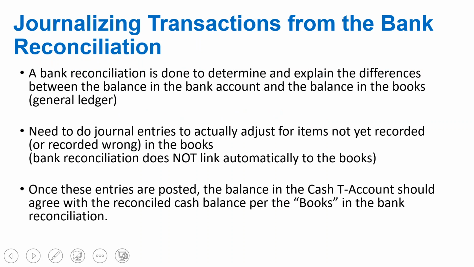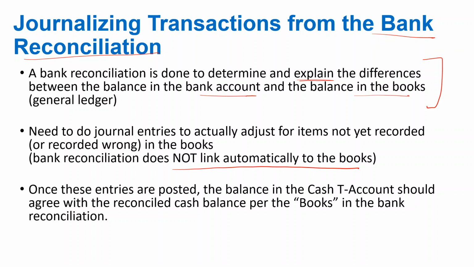Once you're done that, you also need to journalize transactions from the bank rec. So the bank rec, we do this in order to determine why these differences exist and explain them. So look at why the bank balance in the actual bank account is different than what we have on the books. But when you do the bank rec, it's not automatically linked to the books. So you're just, let's say, doing this on a piece of paper, but it's not adjusting anything in your T accounts. We're just figuring out why these differences exist.